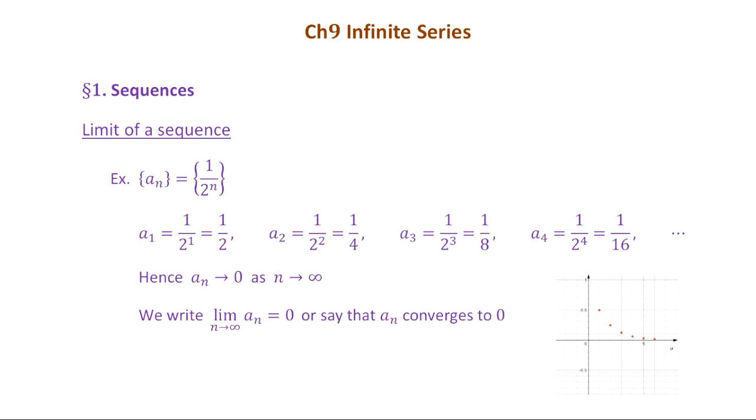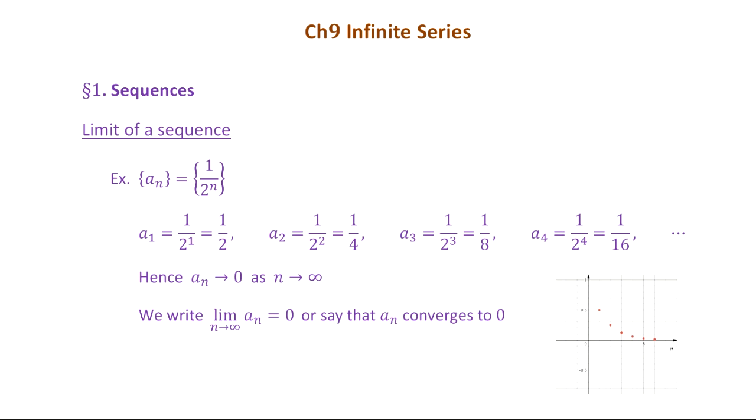a2 will be 1 over 2 squared. If you plug in 2 for n in the formula, you get 1 over 4. And a3 is 1 over 2 cubed. If you plug in 3 for n, you get 1 over 8. And a4 is 1 over 2 to the 4th. If you plug in 4 for n in the formula, you get 1 over 16. So you can see the numbers get smaller and smaller. And at the end, you can imagine that the limit actually is 0. So all these numbers in the sequence will approach 0 in this example.